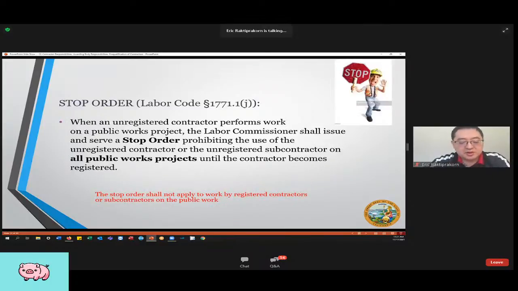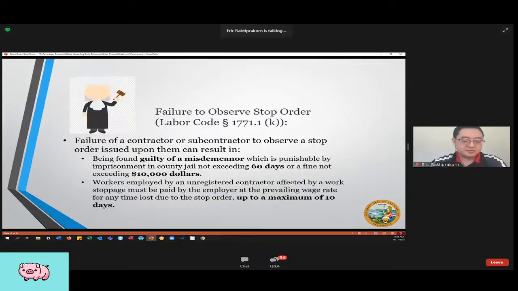Stop orders can be issued for other violations. So a stop order can be issued against an unregistered contractor. Stop orders that are issued can disrupt or delay all public works projects that the unregistered contractor is involved in until that unregistered contractor corrects their registration. In addition to that, stop orders can be issued for violations such as failure to maintain workers' compensation insurance. Next slide, please.